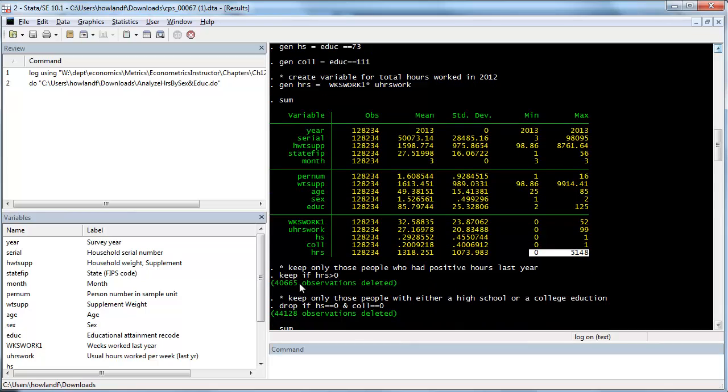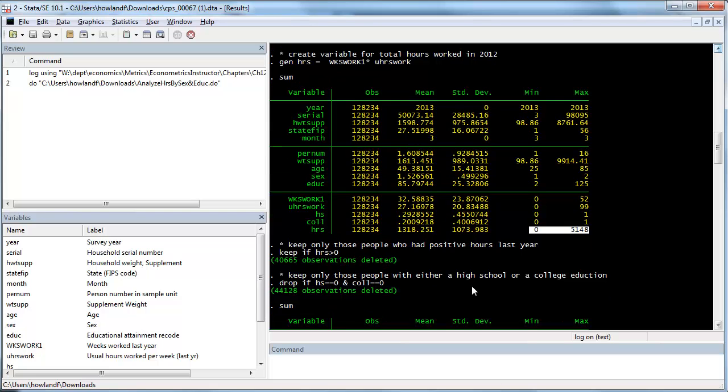Okay, so keep if hours greater than 0 says let's drop all the observations, all the individuals who did not work, didn't have any hours last year. All right, so only if hours are greater than 0. Then keep only those people with a high school or college education. Drop if high school equals 0 and college equals 0. So if either one's equal to 1, we keep people.